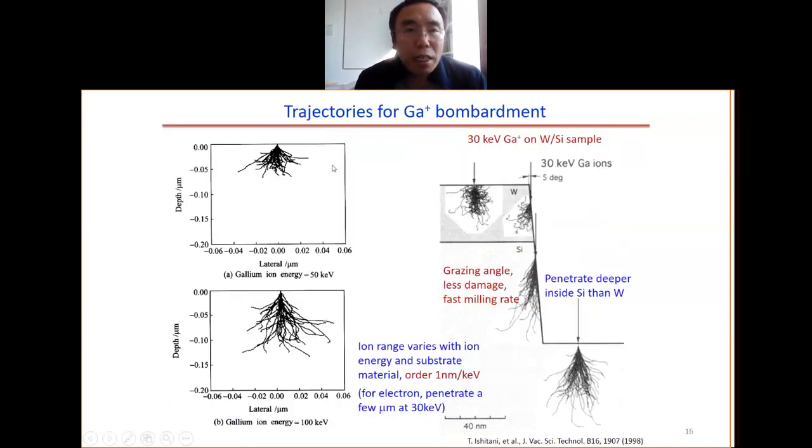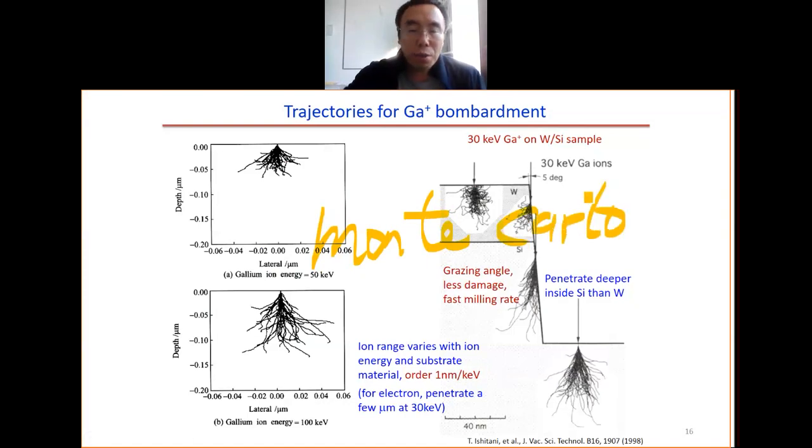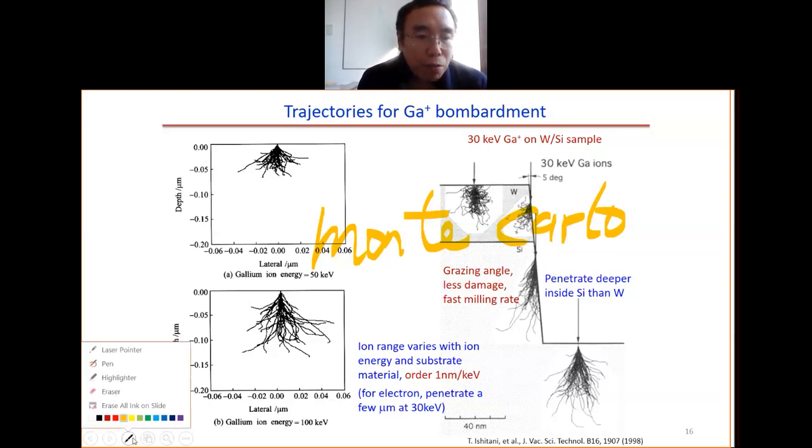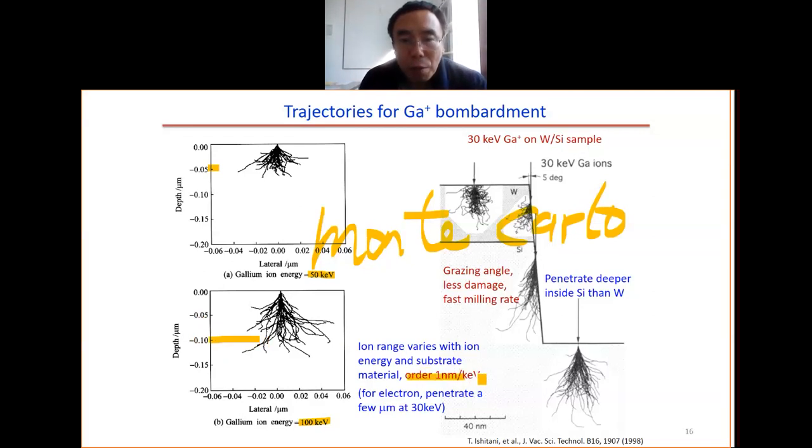So here is the trajectory done by the Monte Carlo simulation. So basically, you assume you have like 10,000 ions coming in. Then you follow the trajectory of each of the ions. So you can see for the case of the 50 keV ion energy will go to about 50 nanometer. So 100 keV, you get about 100 nanometer. So roughly you get 1 nanometer per keV. So you should know this number.